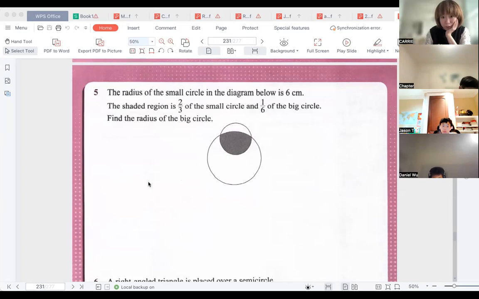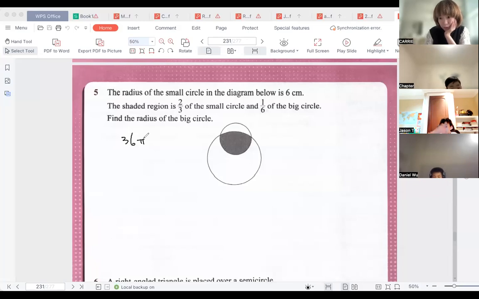Kids, first tell the teacher, the area of the small circle is what? The area of the small circle would be 36 pi. Thank you. The area of the small circle is 36 pi, okay? The shaded region is 2 over 3 of the small circle and 1 over 6 of the bigger circle. So what is the area of the shaded region then, Jason? 24 pi.